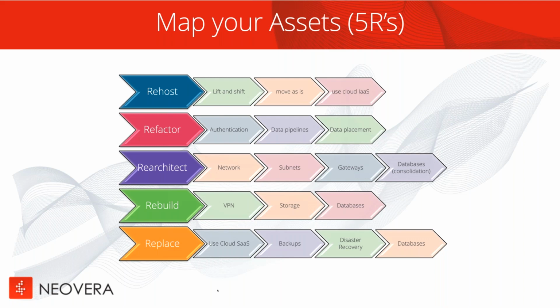So all of these, the 5 R's we call it, these are things that you should have an idea of: what kind of approach you're going to take with regards to that asset on-prem and where it's going in the cloud.